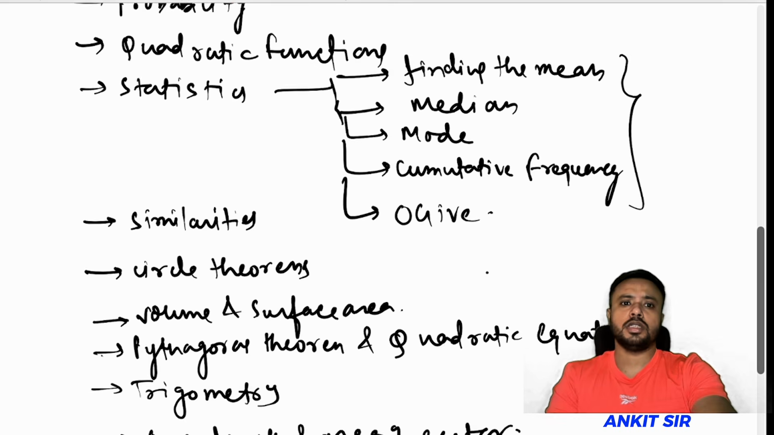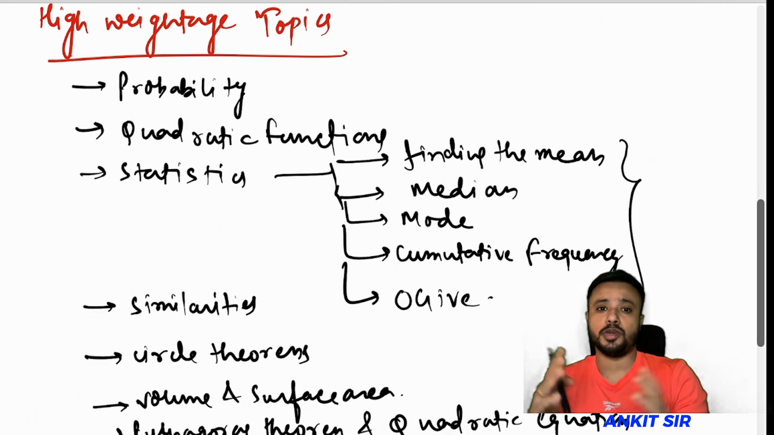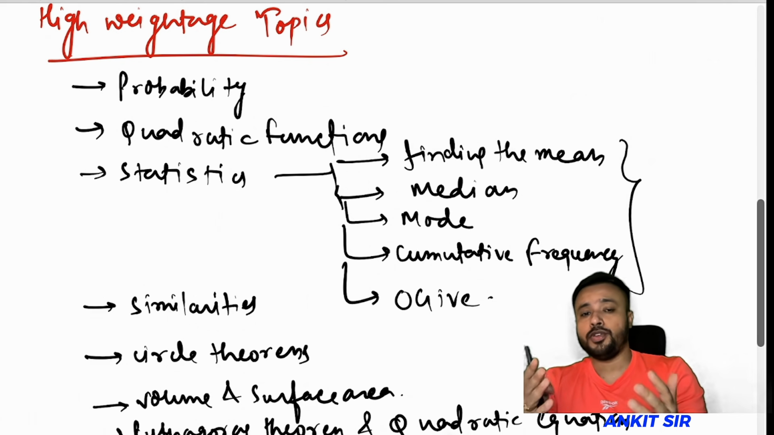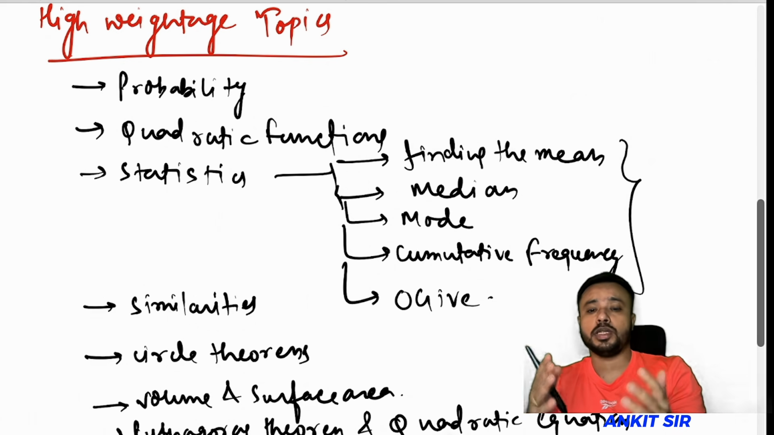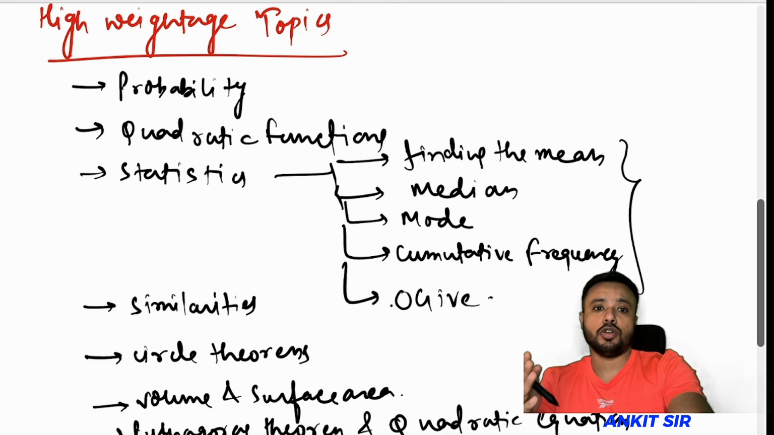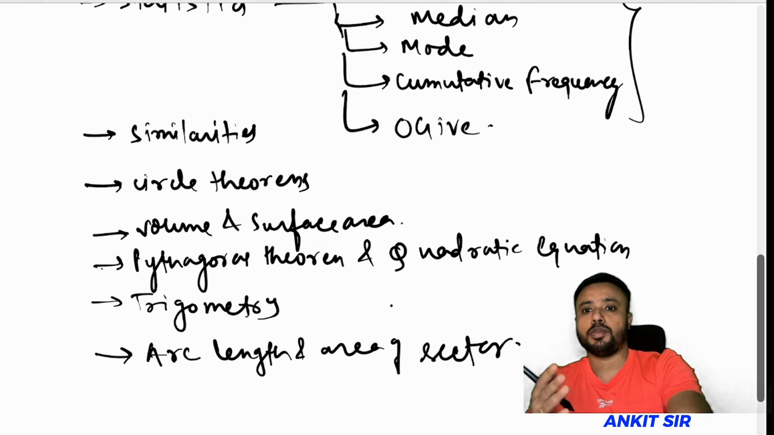Guys, if you're good in just these topics, I can guarantee you that you can easily get like 85 to 90% marks, because these topics are very high weightage topics. So if you want to revise some topics from your MYP syllabus, please revise these topics properly, because these are going to be extremely crucial for your exam. I'm pretty sure that if you revise these topics, you will be able to score good in your MYP maths exam.